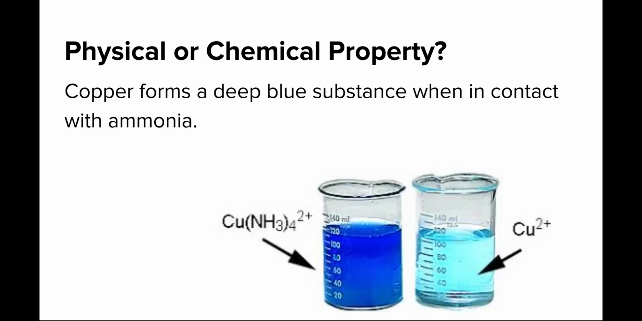Copper forms a deep blue substance when in contact with ammonia. Physical or chemical property? Pause the video. This is a chemical property. It's forming a deep blue substance, which is a different substance, so we had to change it into something else to observe this.